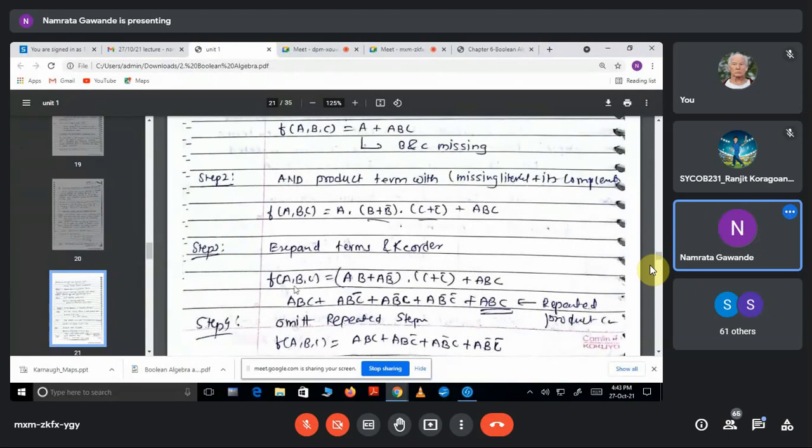Then this will be multiplied with this. So ABC: first AB is multiplied with C, then AB is multiplied with C bar. So ABC plus ABC bar. Then this term is taken and multiplied with this, so AB bar C plus AB bar C bar. And this term is written as it is. Now again you can see the repeated term. Those repeated terms are omitted and the final expression is written. Got it?